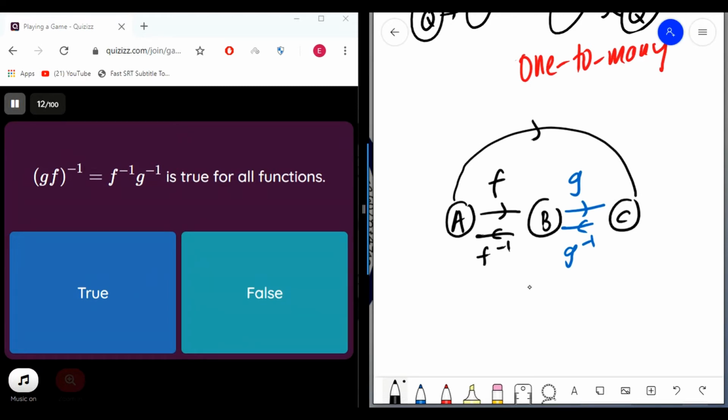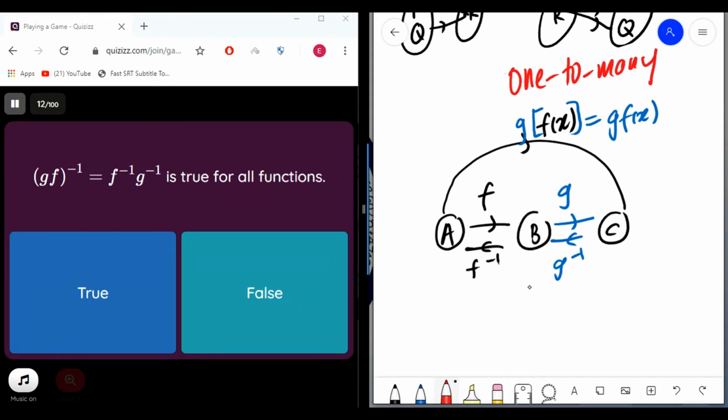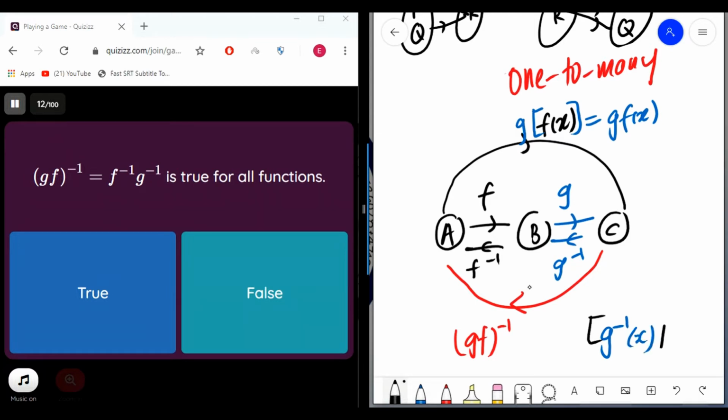we will first get the value of fx first. Then we plug it into G, which means this is gfx. Right? When we want C to come back to A, or the inverse of gfx, we will first find the value of G inverse first. Then we plug it into F inverse. Therefore, the inverse of GF equals F inverse G inverse. The statement is true.